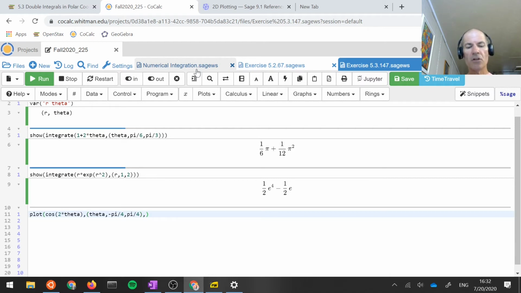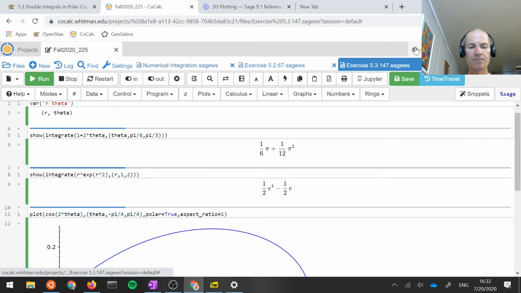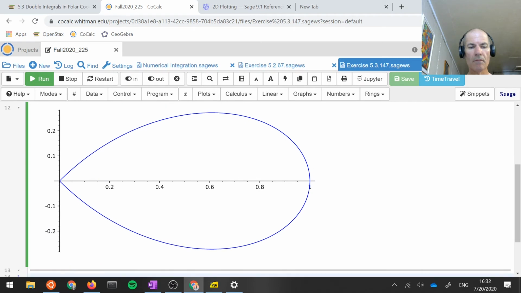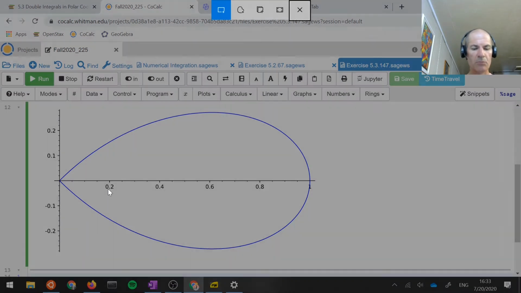But we're going to feed it the additional option that this is a polar plot. So we'll say polar equals true. And we're also going to set the aspect ratio to be 1. And with all of that in mind, we'll get a nice polar plot. Now we see that the distance from here to here, from 0 to 0.2, is equal to the distance from here to here. And in fact, we also see that the angle looks more correct.